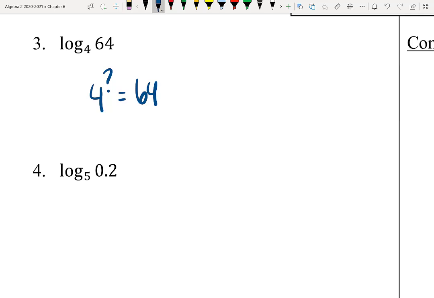So you can use your calculator to figure this out. Some of us might be able to just go big brain and know that 4 squared is 16, so we need to be bigger than that. 4 to the third power ends up being 64. So that's why in this case, log base 4 of 64 is positive 3. And that's all I have to do for evaluation. Now, obviously, it'll get more complicated depending on what your base is or what your evaluation is.